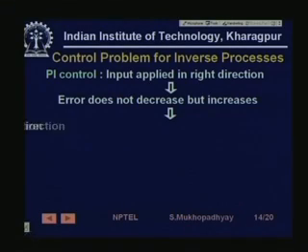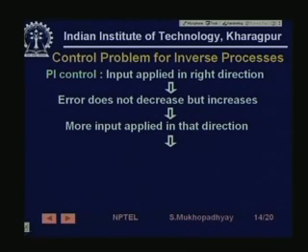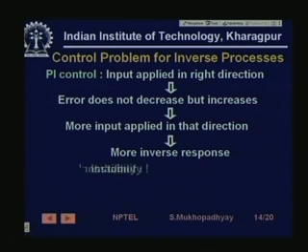Let us say, for example, you have a PI controller. The PI controller will apply some input in the right direction when it sees the set point change, but the error does not decrease, because the response goes in the opposite direction. So the error does not decrease, but it increases. So what does the PI controller do? It applies more input, thinking, oh, it is not going, so let me apply more input. The more the input is applied, the more inverse response will come, and this might lead to an unstable situation.